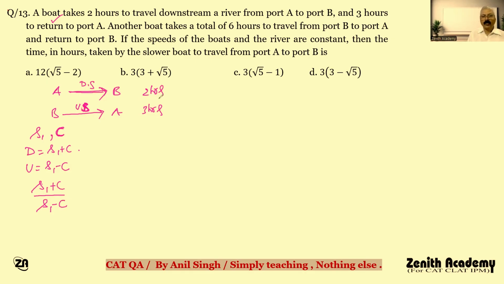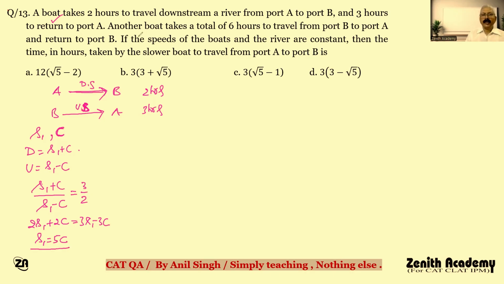So the time is given as 2 hours and 3 hours. The ratio of downstream and upstream speeds will be the inverse of the times. It is 3 by 2. So this is 2S1 plus 2C is equal to 3S1 minus 3C. So this gives 5C and S1, so S1 is equal to 5C.